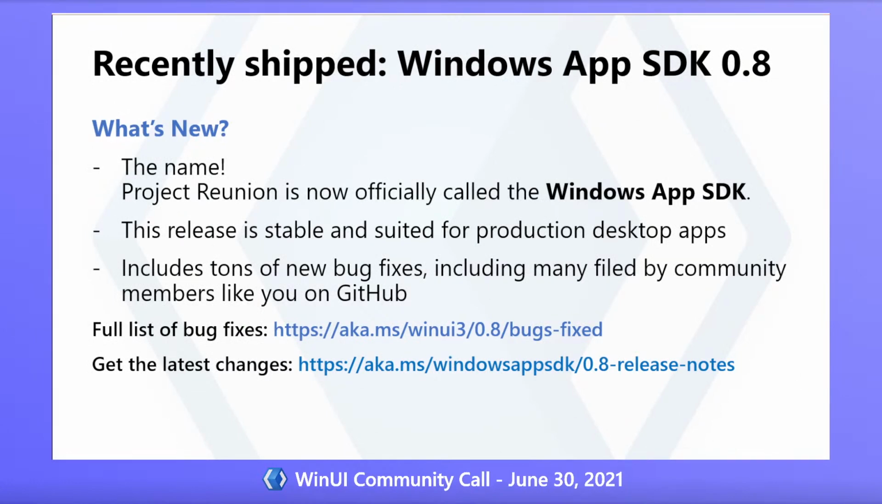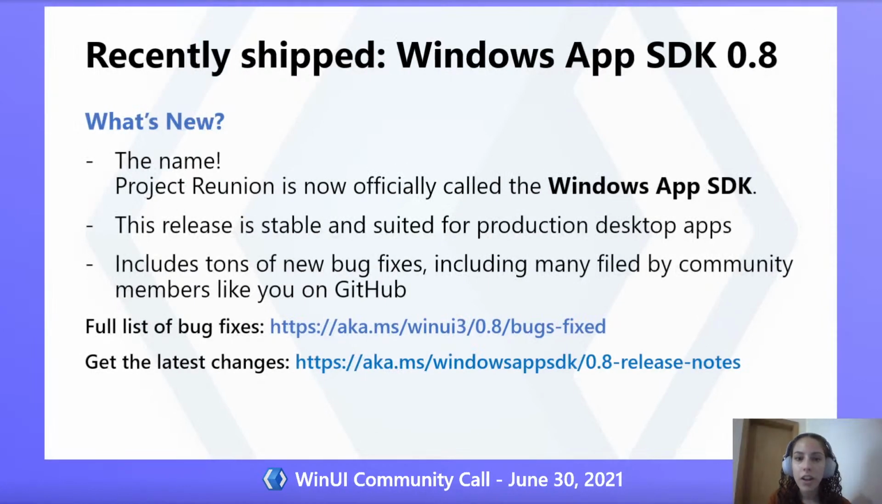Let me put my video on here. So recently shipped as well is Windows App SDK 0.8. What's new? First off, the name. Project Reunion is now officially called the Windows App SDK. And as most of you know, WinUI 3 ships as a part of the Windows App SDK.